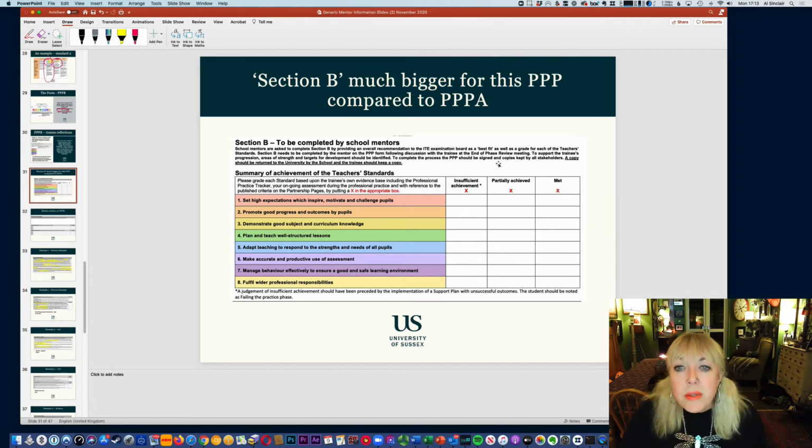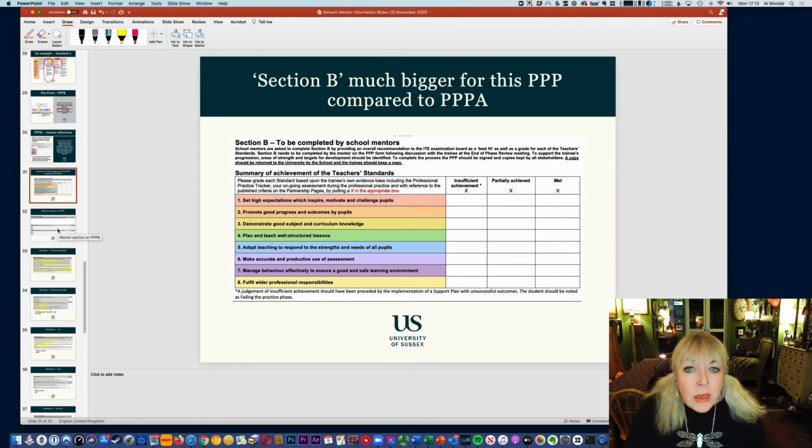Most of them are going to be partially achieved. It's November and they started a week later, so we're going to be at partially achieved. A few will be in met. It might be that some of them have got phenomenal subject knowledge, and you know, subject knowledge can't really get any better, so it's already met.